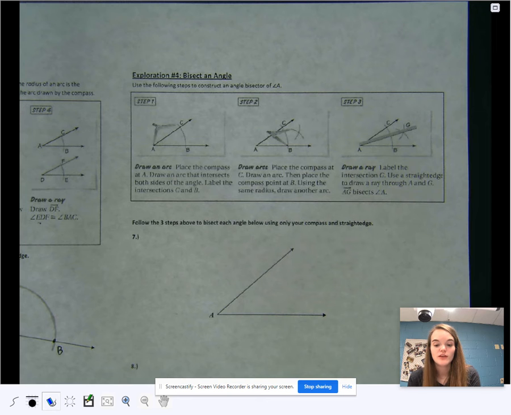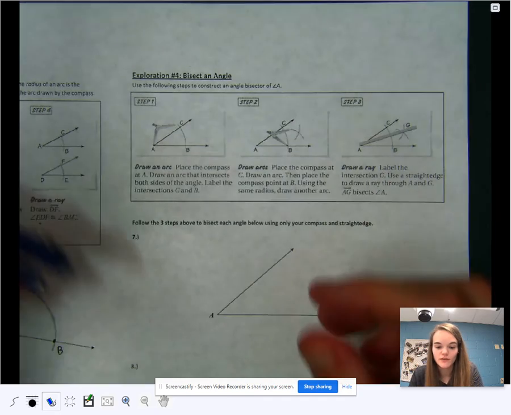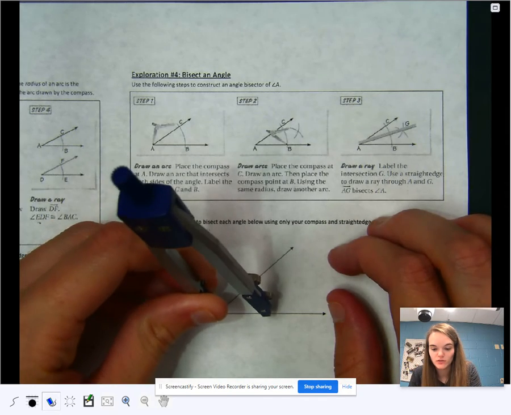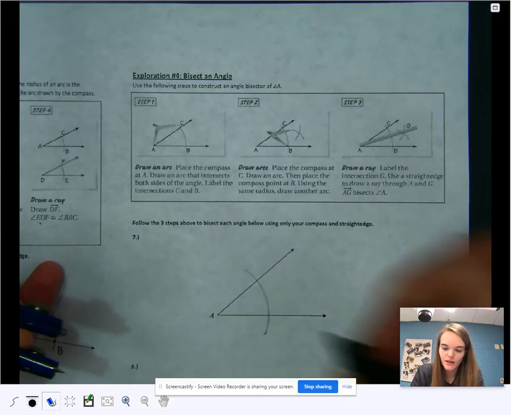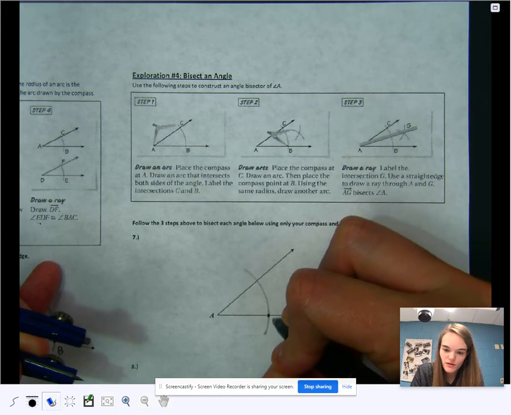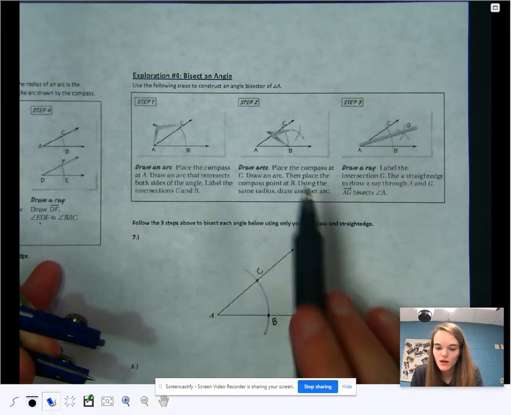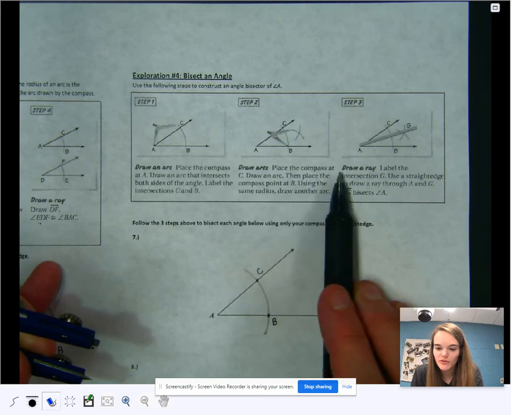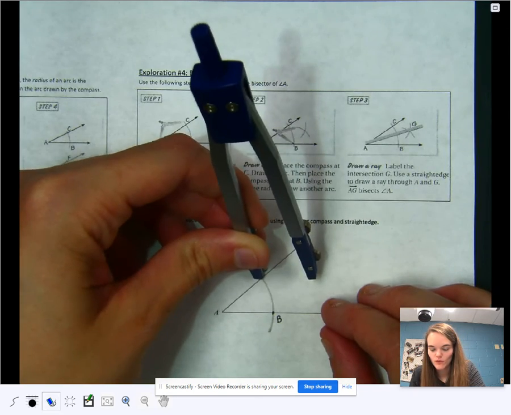Alright, step 1 says place the compass at A. Draw an arc that intersects both sides of the angle. Okay, so I need to draw an arc so it intersects here and here. And label them B and C. Okay, step 1. Place the compass at C. Draw an arc.